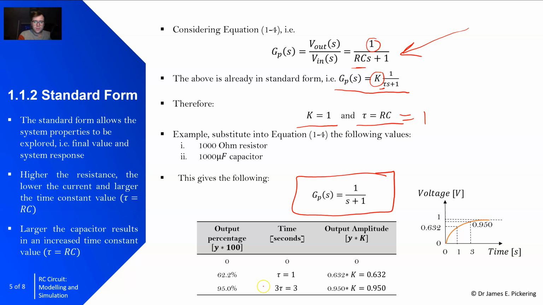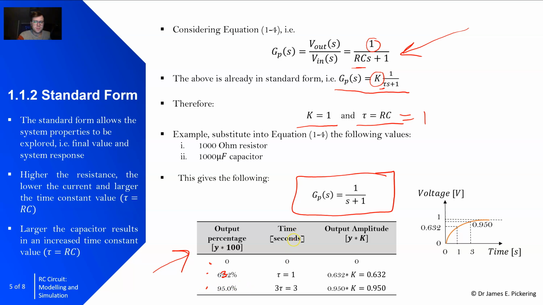So if we look at the table and the system response, we know the output percentage. So we can just write this straight into the table for whatever values we're interested in. In this case, I've done 0, 63.2%, sorry, a little typo there, and then 95%.